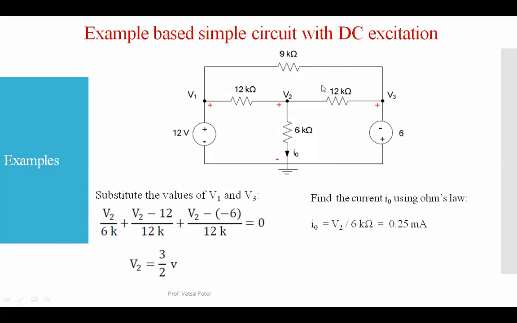K is indicating kilo ohm. This K is actually indicating the kilo. It means 10 raised to 3, or 1000.